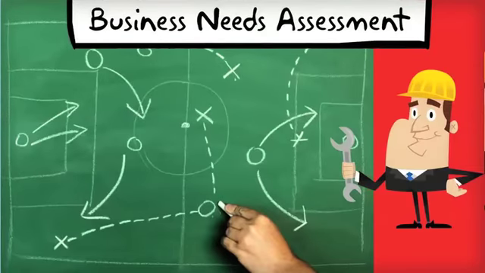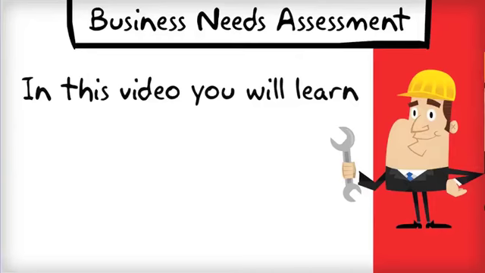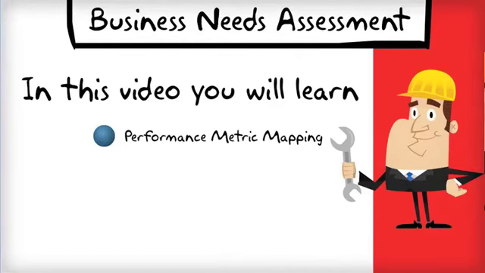In this video, we begin the project selection process by learning how to identify problem areas within the business, and then we'll learn how to prioritize business needs. At the end of this video, you'll learn the following tools: performance metric mapping and the strategy tree.